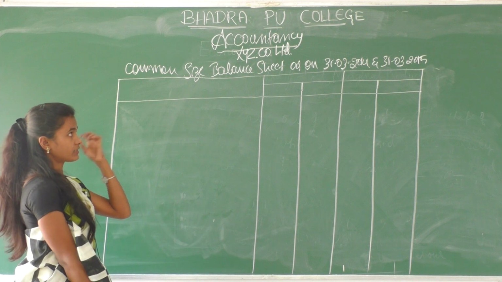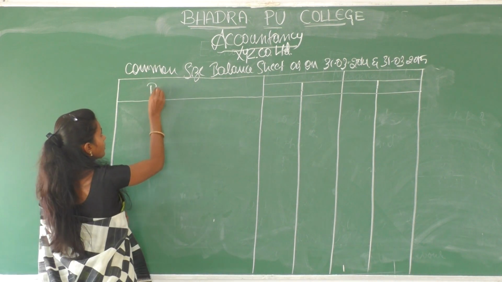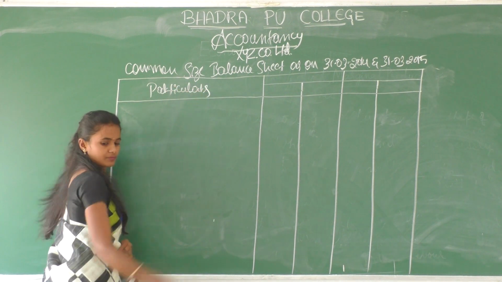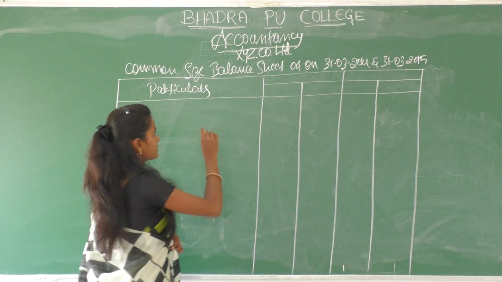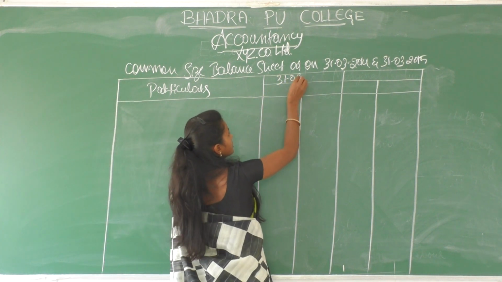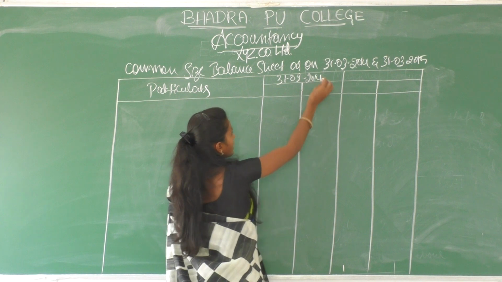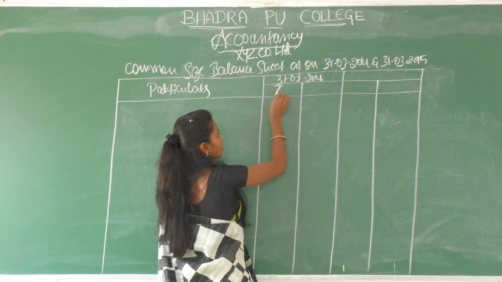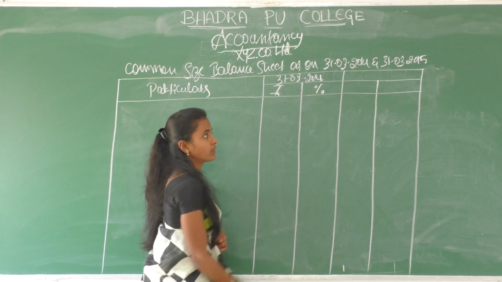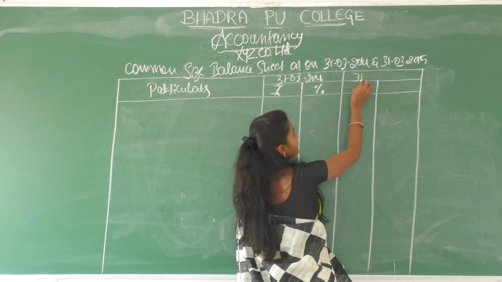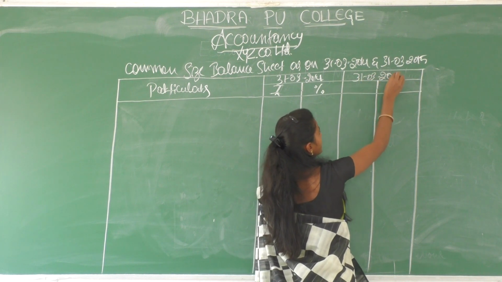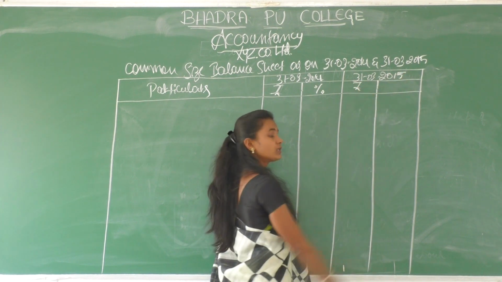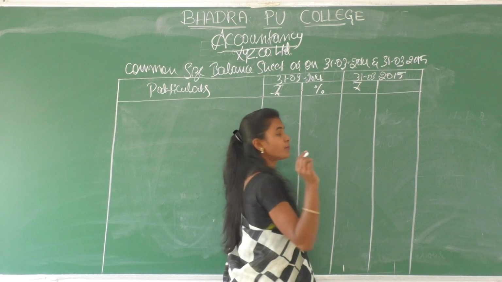Yes, this is our common size balance sheet format. In the first column, as usual, it's particulars. In the second column, it's 31st 3 2014, and under that we have two columns. One column is for rupees and another column is for percentage. And in the third column, it's 31st 3 2015. Again, further we have two columns. Again, one column is for rupees and another column is for percentage.